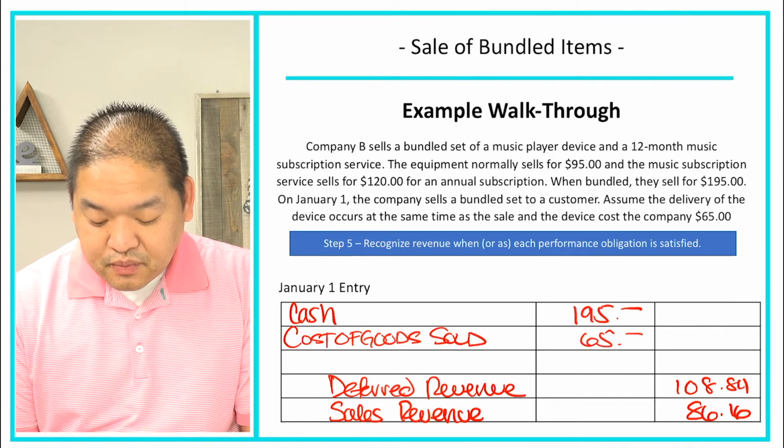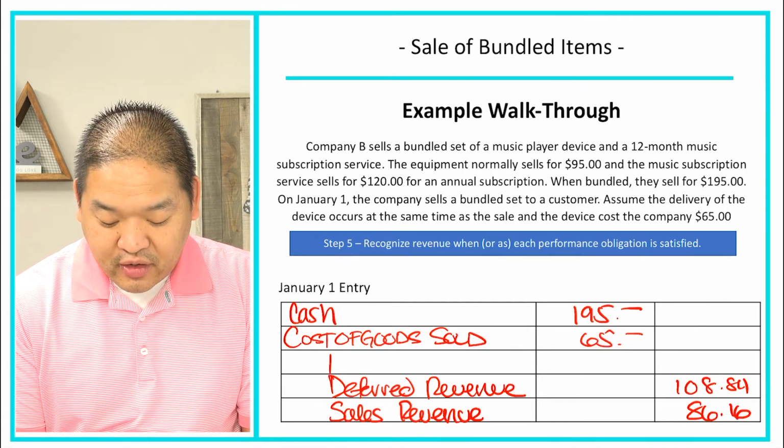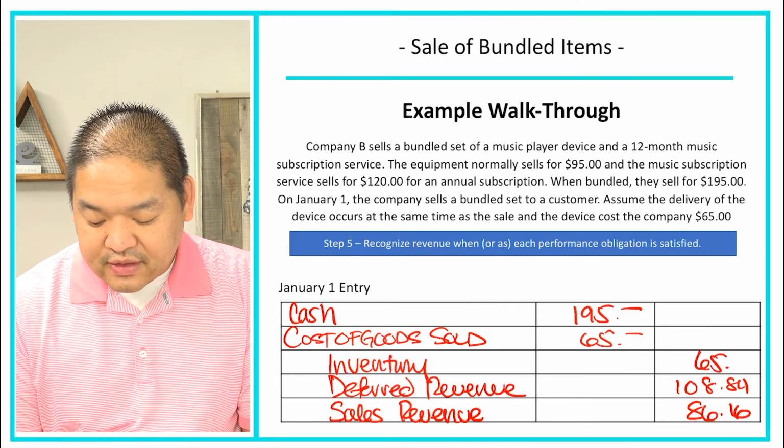And then where does it come out of? It comes out of our inventory account. So I'm going to credit our inventory for $65.